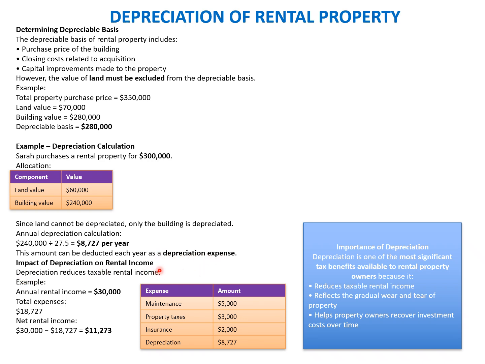Impact of depreciation on rental income: depreciation reduces the taxable rental income. Annual rental income is 30,000, and total expense is 18,727, which includes maintenance, property taxes, insurance, and then depreciation. This will be deducted, and the final rental income is $11,273, which will be reported via Schedule E.